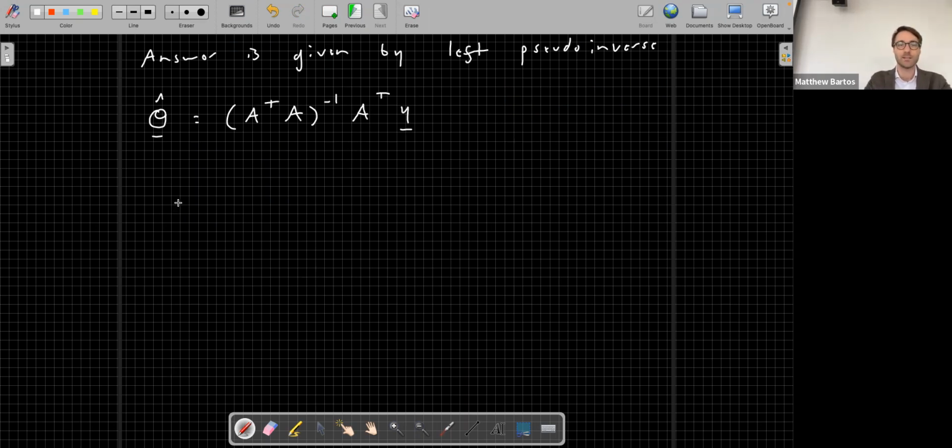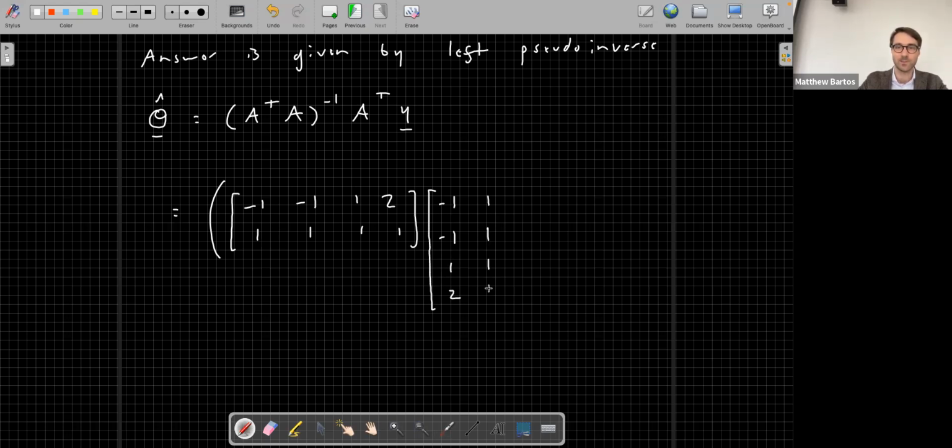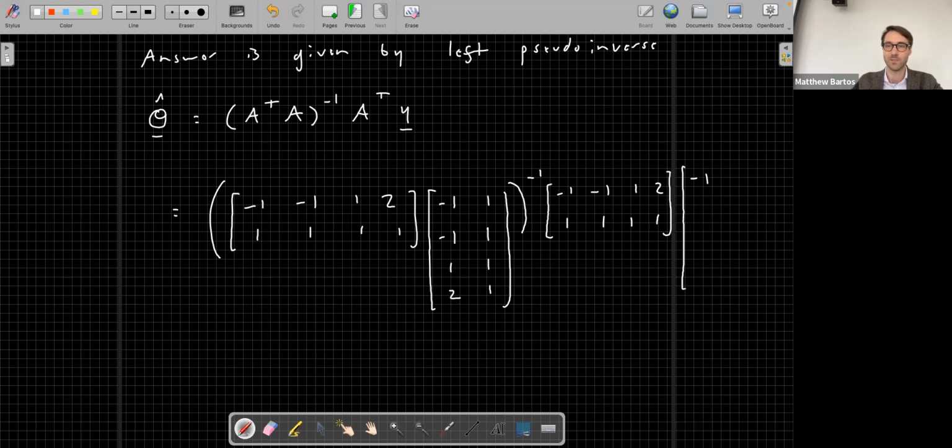Okay, and so we can go ahead and write this out. I'm just going to write it out once here. We have that A transpose is equal to -1, -1, 1, 2. Second row is all ones. Multiplied by A, which is just the same thing transposed: -1, -1, 1, 2, 1, 1, 1, 1. Take these two, multiply them together, and take the inverse. And then we have A transpose again, -1, -1, 1, 2, 1, 1, 1, 1, all multiplied by Y, which is -1, 1, 0, 1.